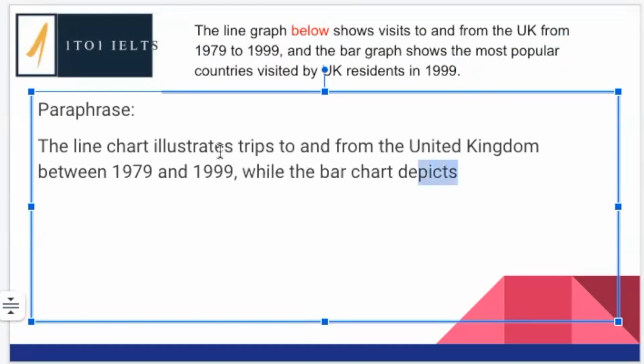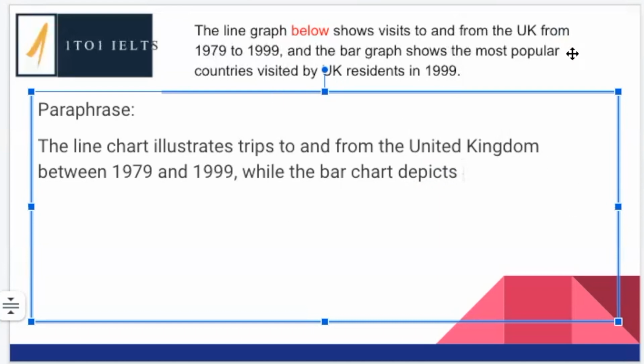Let's try and use a different word to what we had here. The most popular countries visited by UK residents. Could we change the structure here, maybe? Oh, Tamara said the most famous nations. Be very careful of this. Popular and famous are not synonyms, and many people make this mistake. Famous means well-known. Popular means people like it. They're very, very different. So do not use famous as a synonym for popular.